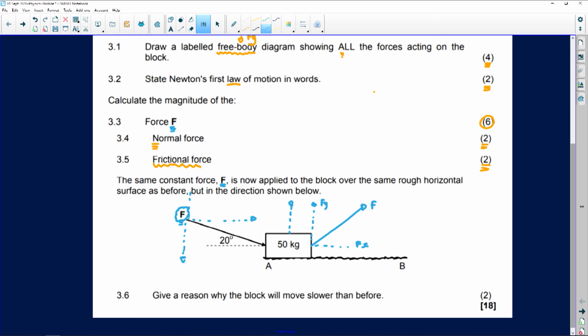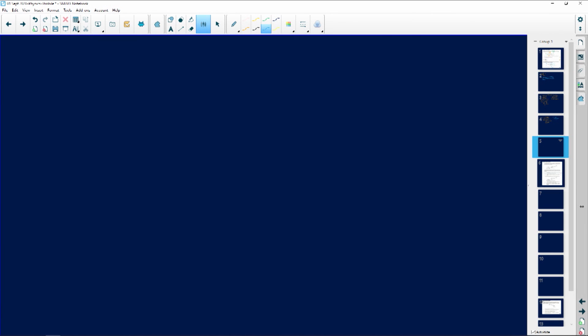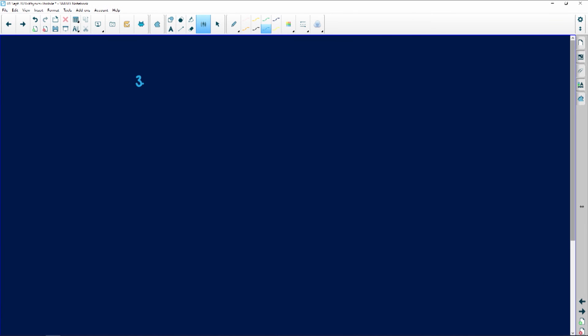So what do they say? They want us to give a reason why the block will then move slower than below, and this is for 2 marks. The way you need to answer this question, take into consideration f of n. We have f of g in the opposite direction. If we are pulling it, f of n and f of g are in opposite directions. If we are pushing it down, f of n is in the same direction as f of g. F of y is still in the direction of motion. So this is how I would have answered it, and this was 3.6.